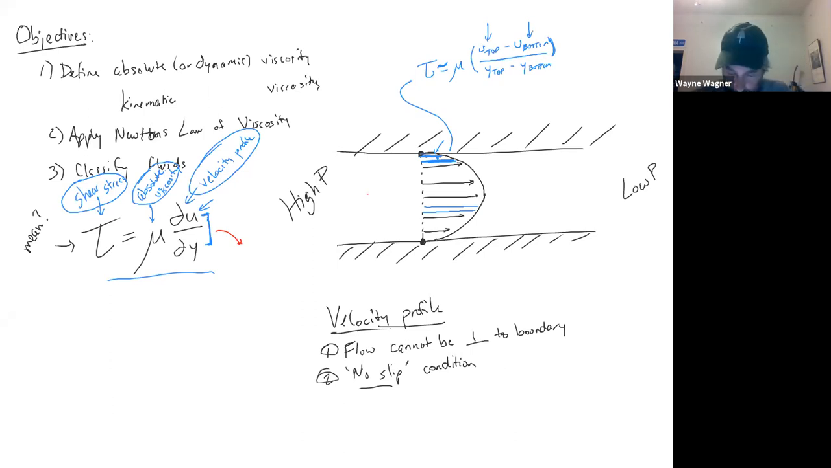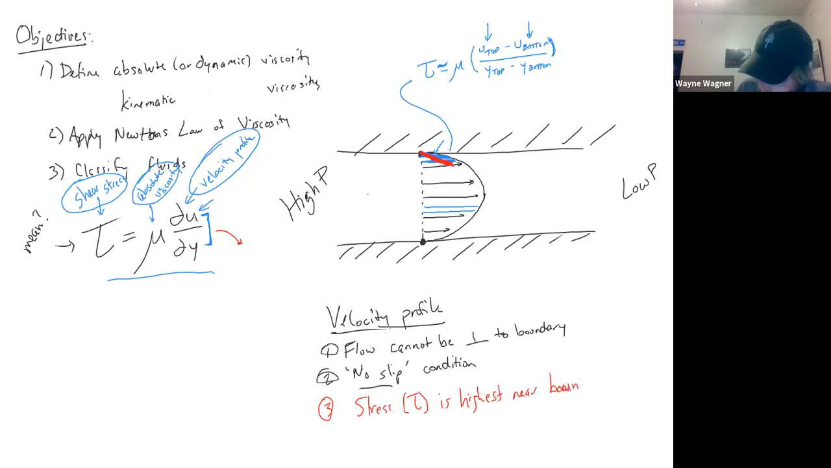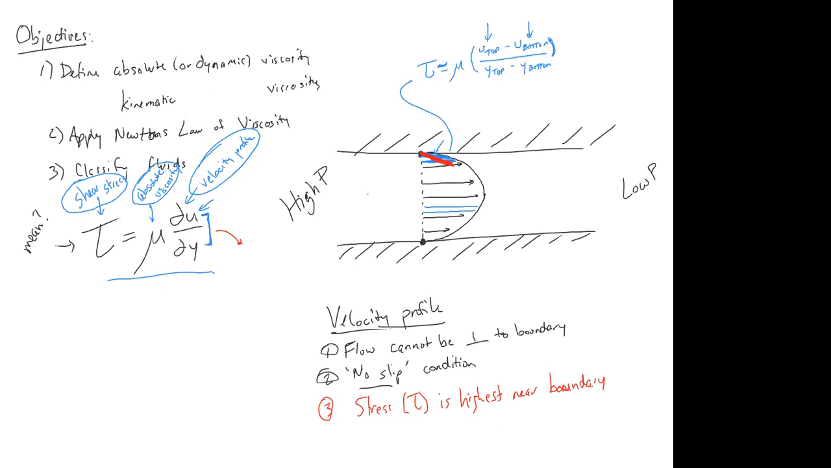Right in here, if I were to draw it kind of as a straight line, you can imagine this is very steep right here. du dy is very large right there. So in this case, the stress, or tau, is highest near the boundaries. Now where's the lowest? At the top of the curve? At the top of the curve.